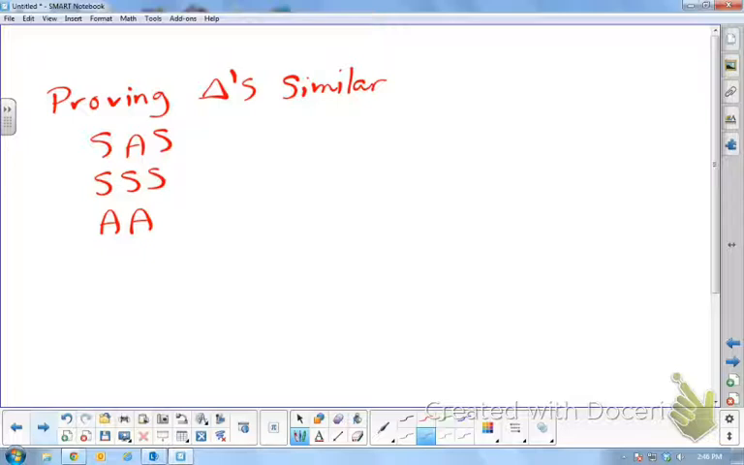And this only worked for triangles. If we have similar shapes, we can always set up a proportion. But if we need to prove something similar, it has to follow one of those 3. So when we're proving triangles similar, if they give us the sides, we've got to set up a proportion.